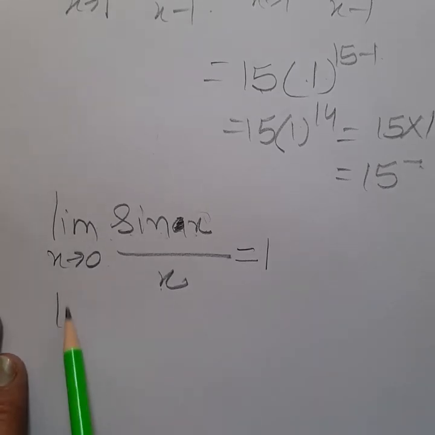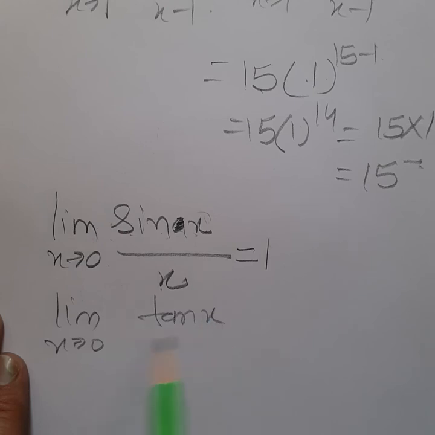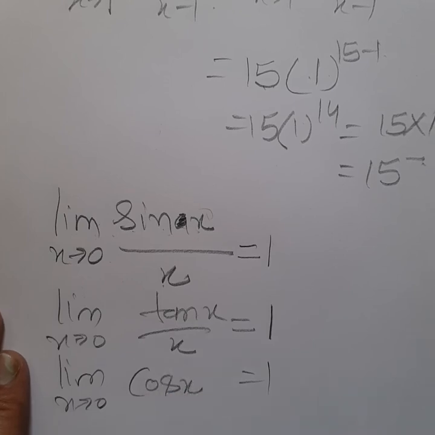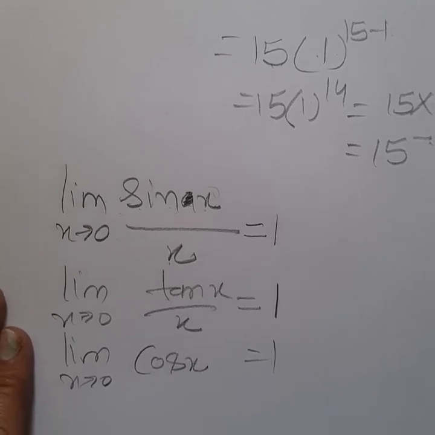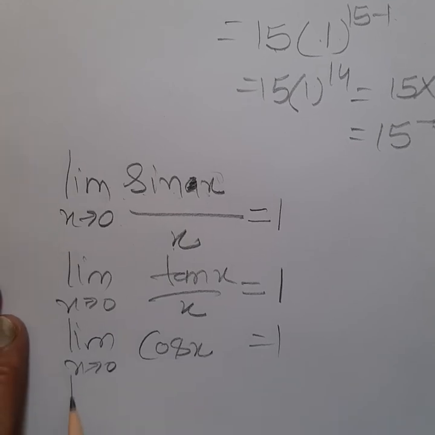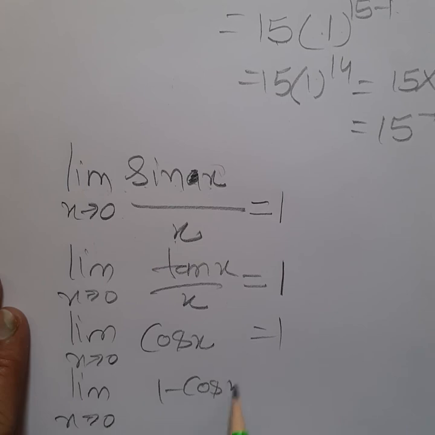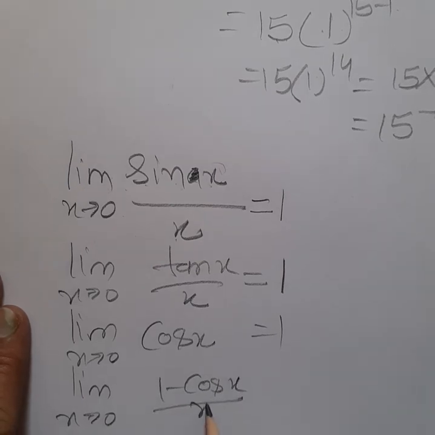Okay, and the next formula is the same for tan x. If we have tan x upon x and limit x tends to 0, then also we have the answer 1. And also for the third formula, we have the limit 1 for the cos x question, limit x tends to 0. And for the fourth formula, we have 1 minus cos x upon x is equal to 0.